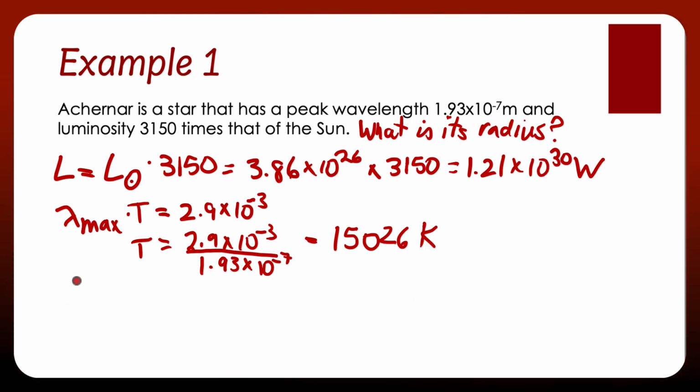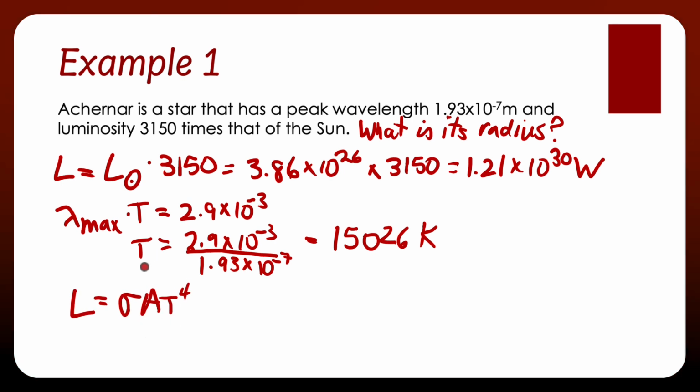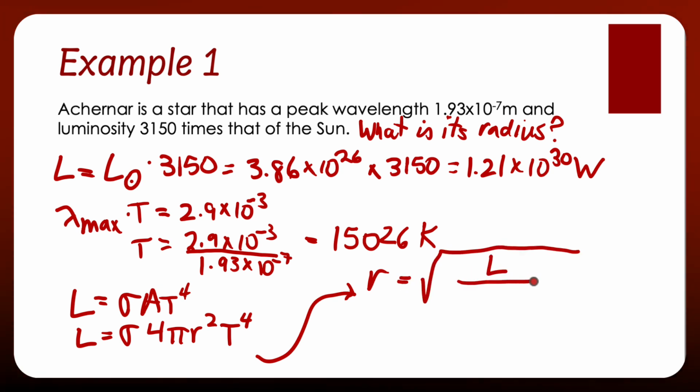So remember, I put the radius into our Stefan-Boltzmann law. I'll walk through it one more time for you. The area will be the surface area of the star. So that will be the radius of the star squared times the temperature to the power of 4. And if I rearrange that around, my radius will equal the square root of luminosity over 4 pi sigma temperature to the power of 4.